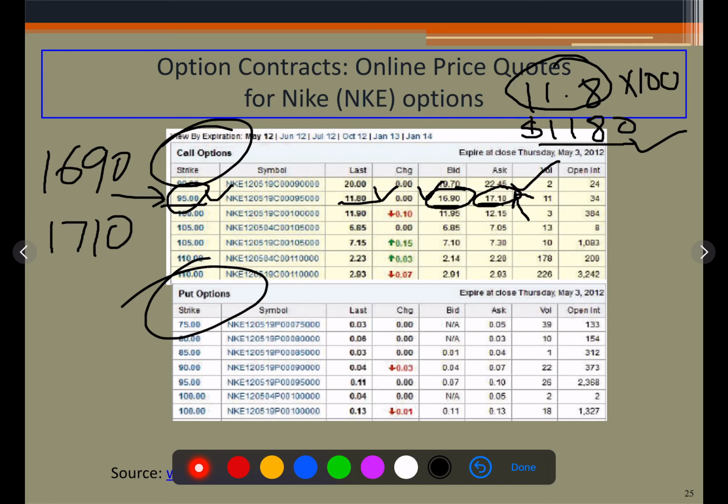So I hope this made it very clear how options work, both the call options and put options, and how they are quoted in the market.